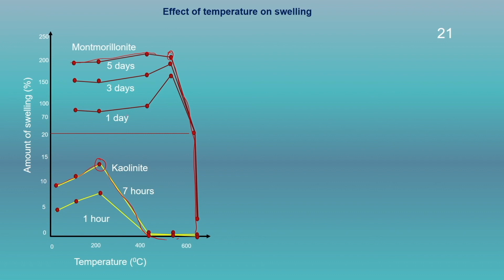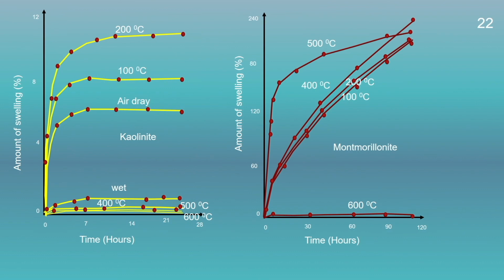In this case, the samples were heated for different durations, and we could see here that heating for a larger duration increases the amount of swelling. Similarly, for kaolinite also, heating the soil for a larger duration increases its swelling and then it gets reduced at 400 degrees centigrade for this kaolinite and around 500 degrees centigrade for montmorillonite. In this plot, the amount of swelling of the soil with time has been shown for kaolinite and montmorillonite.